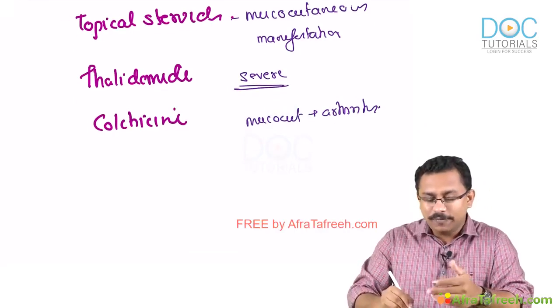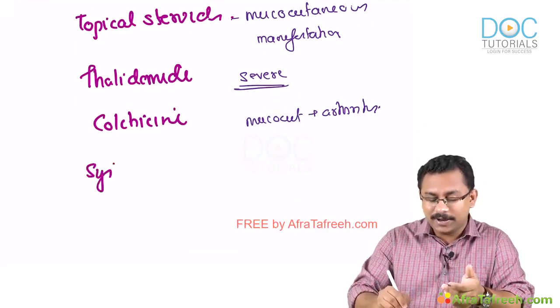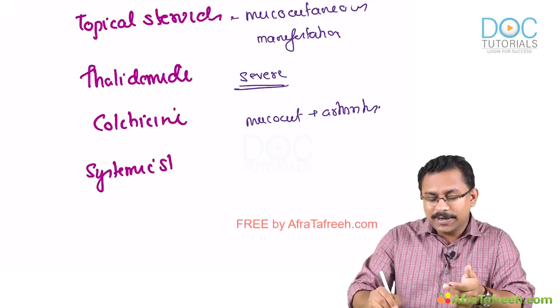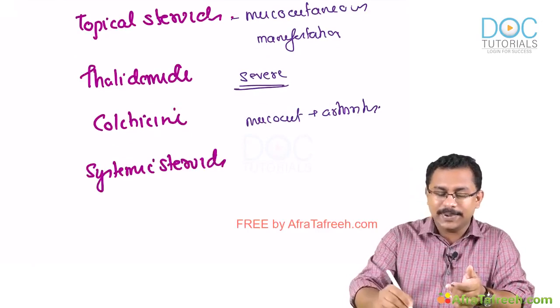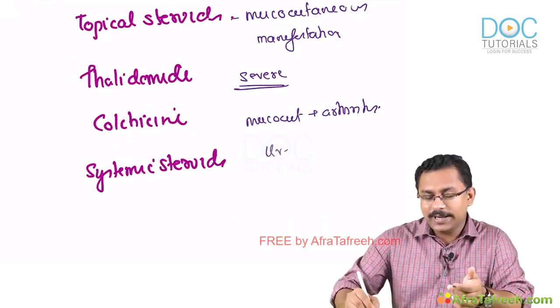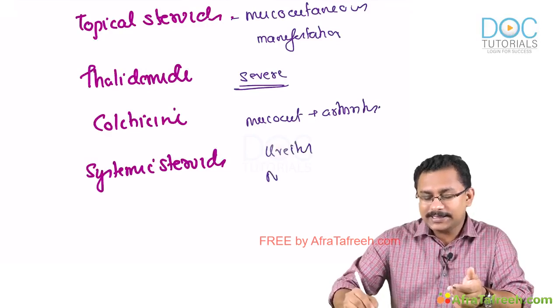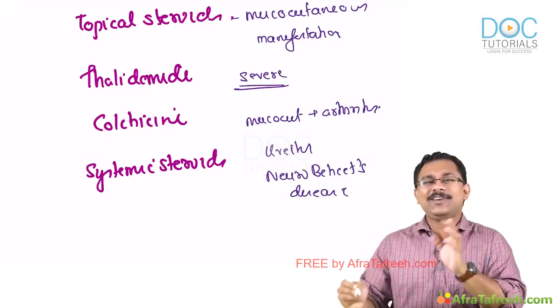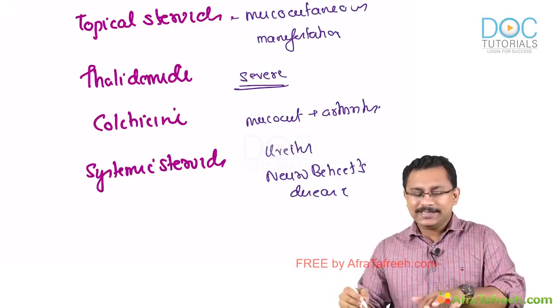And what about the role of oral steroids or systemic steroids? Systemic steroids have predominantly 2 indications in Behçet's disease. One is in uveitis and the second is in neuro-Behçet's disease.